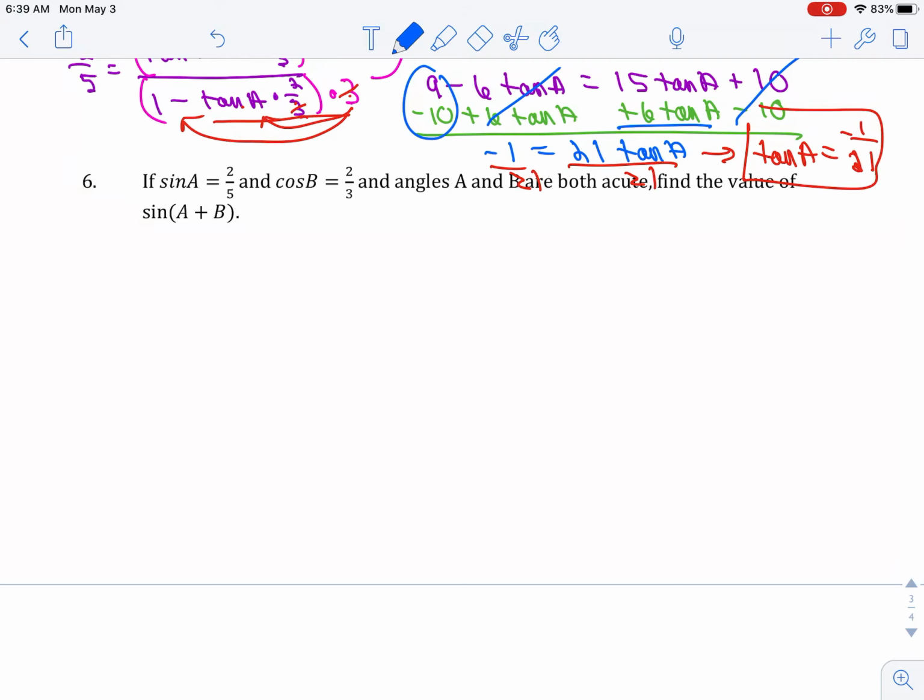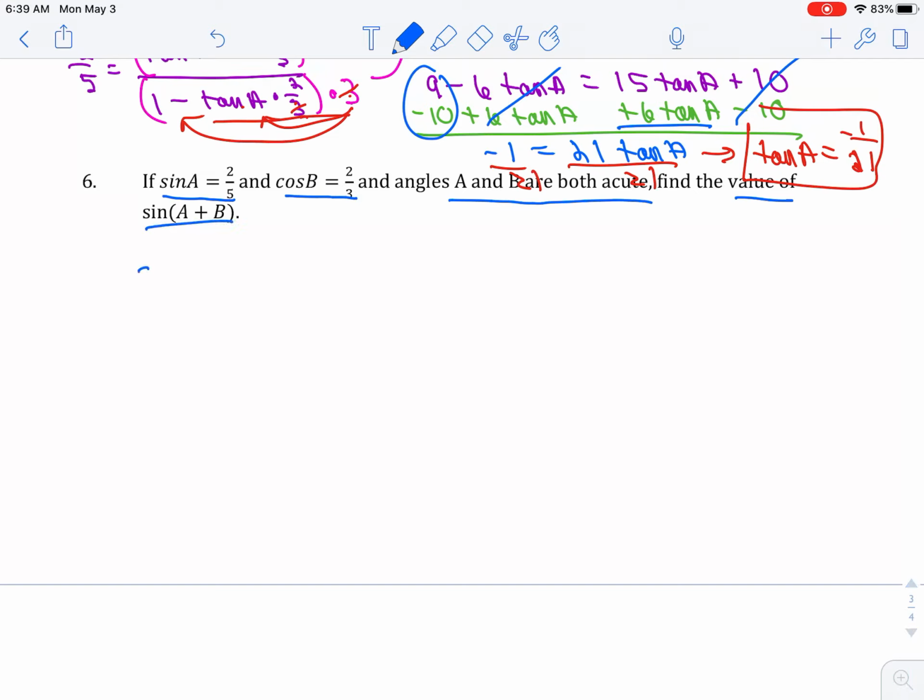This is now the sixth and the last video for the C1 notes. So in this problem it says if the sine of A is 2/5 and the cosine of B is 2/3, and angles A and B are both acute angles, so they're in the first quadrant, find the value of the sine of A plus B.